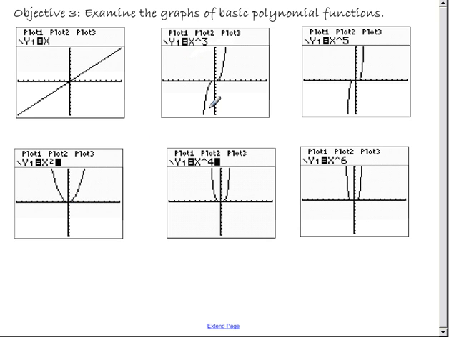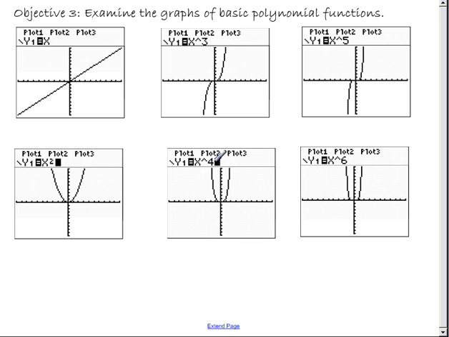y is equal to x cubed is that basic cubing function, right? It goes through the origin. That was an odd function. We had the point (1, 1) and (negative 1, negative 1). Now, the others we haven't really talked about specifically, but you can graph these on the calculator, and I want you to notice the similarities that are occurring.